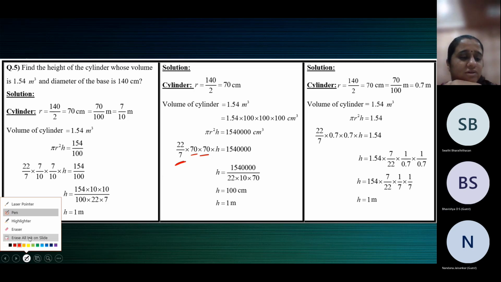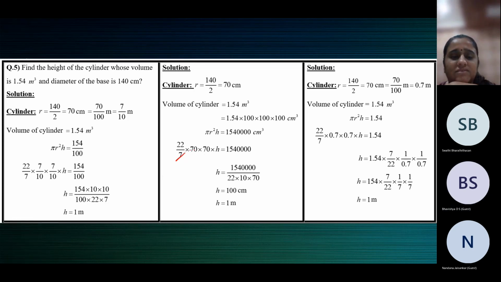So here what I've done is I've simplified. 7 ones are 7, 7 tens are 70. So now H is equal to, we have this number here in the numerator. And here we have 22, 10 and 70 in the numerator. On transposing, all of them will come to the denominator. See here, 22, 10 and 70. How did that happen? Because we simplified here, 7 ones are 7, 7 tens are 70. So now this 22, 10 and 70 from the numerator will come to the denominator on the other side.